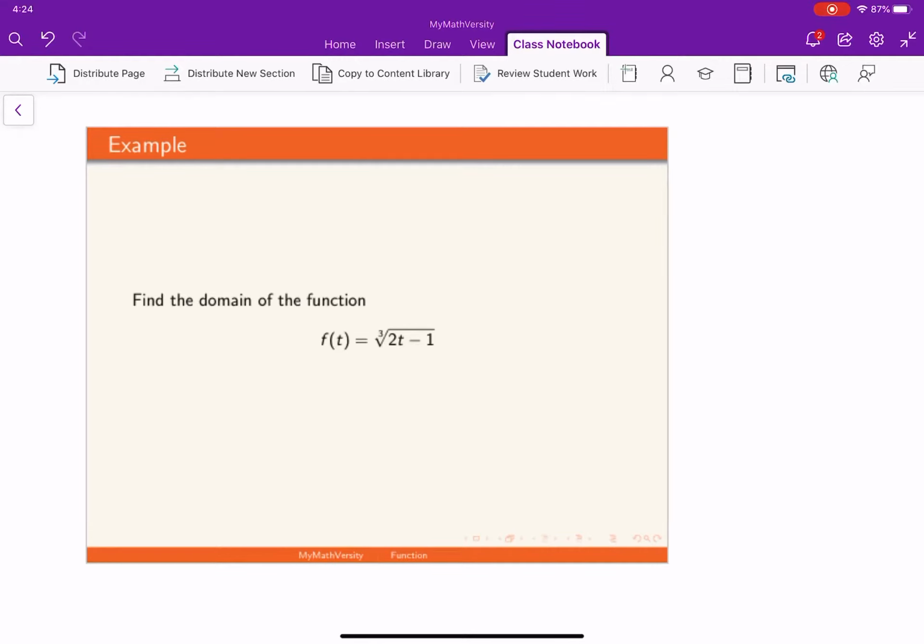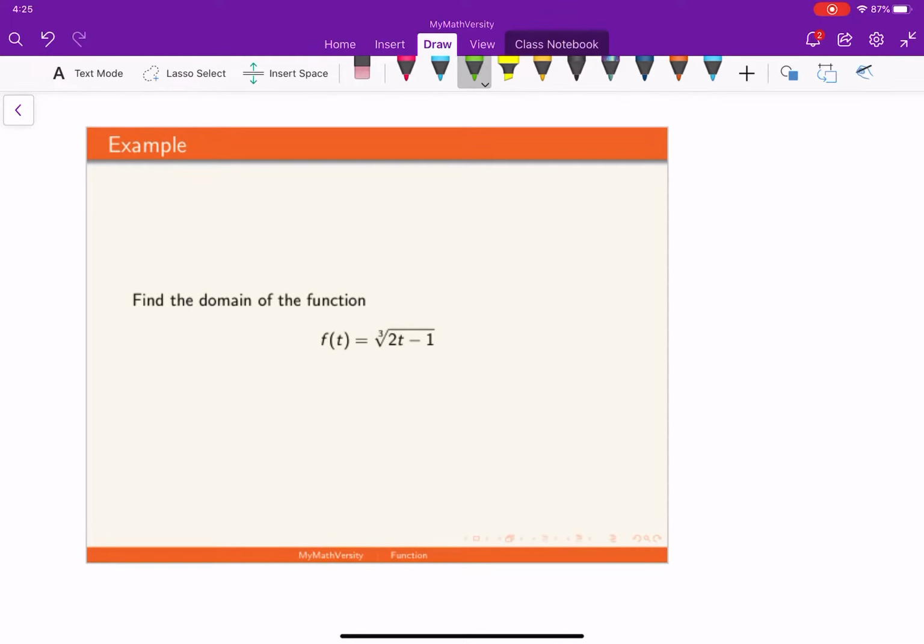In this example, we need to find the domain of the function given here as cube root of 2t minus 1, right? So this is the function we have given, and our goal is to find the domain of this. So how do you find the domain of, let's say, a cube root of some function g of t?